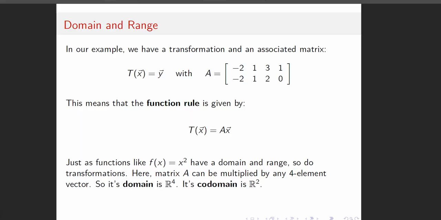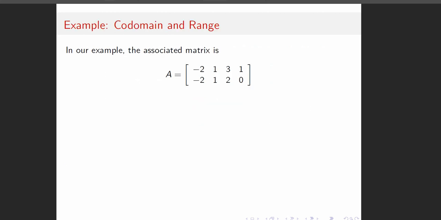All right. And so the codomain is R2. Why? Well, because the result, when I multiply A times some vector X that's in R4, is going to be some vector that's in R2. Okay, so the range lives inside the codomain.